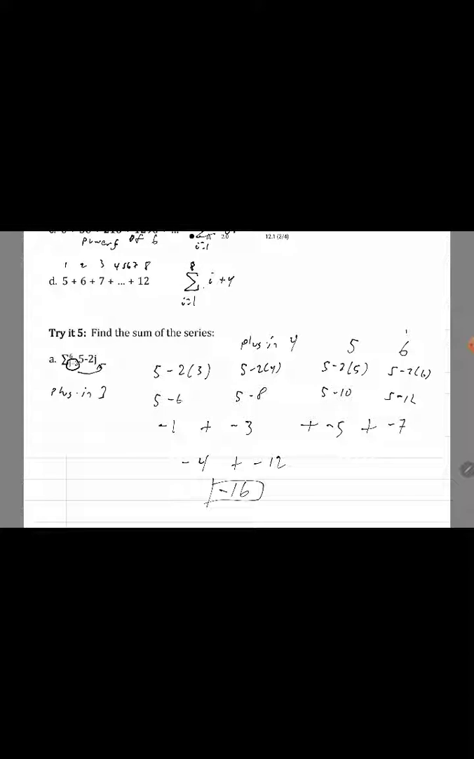Okay. So this is my starting number. j equals 3. And we start at 3. Normally we start at 1, but this time they wanted us to start at 3. Let's look at another example.